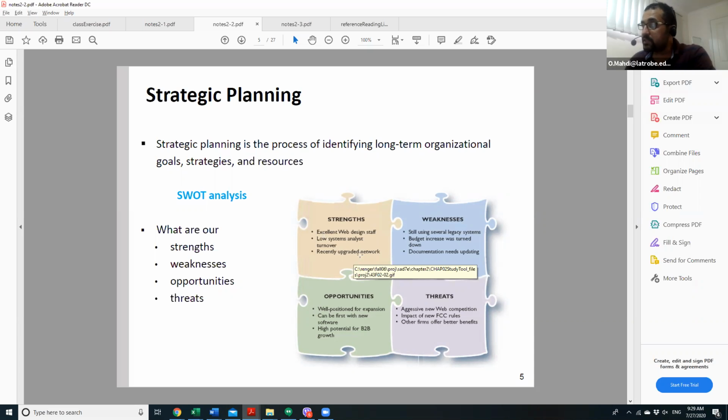The weaknesses, for example, are that they are still using several legacy systems and the documentation needs updating. These are the weaknesses. Opportunities: well positioned for expansion, and can be first with a new software. The threats: aggressive new web competition and the impact of new FCC rules. All of these details you need to mention in your analysis at the first step, when you put in your system request.